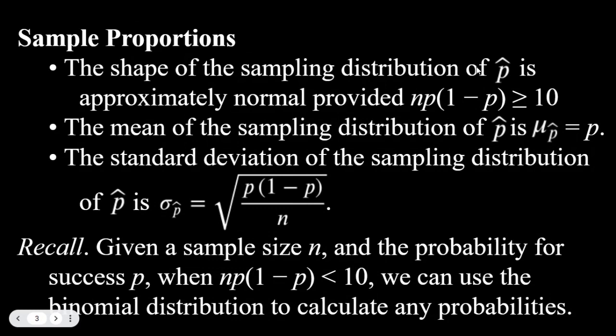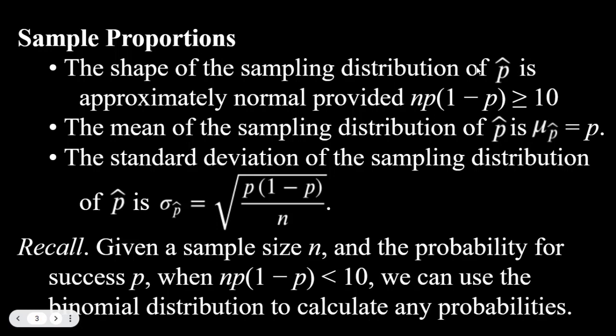When we talk about sample proportions, the shape of the sampling distribution of p hat is approximately normal, provided that n times p times 1 minus p is greater than or equal to 10. The mean of the sampling distribution of p hat is mu of p hat equals p. In other words, it's the same as the proportion of the population. The standard deviation of the sampling distribution of p hat is sigma sub p hat, and remember that is the square root of p times 1 minus p divided by n.